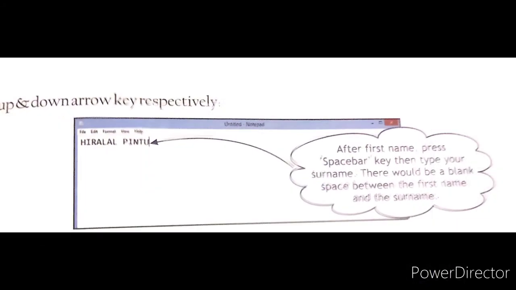Next, let's see how we will give space between words or characters. Now, to provide space or gap between two words or letters, press the space bar key. To move the cursor towards the left, press the left arrow key. To move right, up and down, press the right, up and down arrow keys respectively. So you can see here above that after the first name, we'll press the space bar key, then type the surname. Now, there would be a blank space between the first name and the surname.